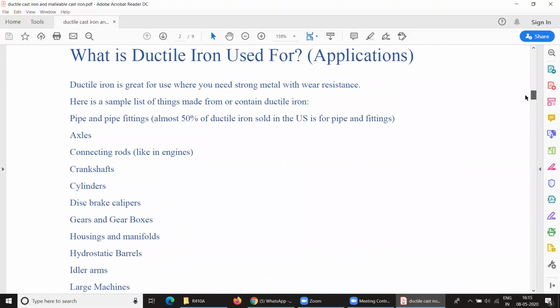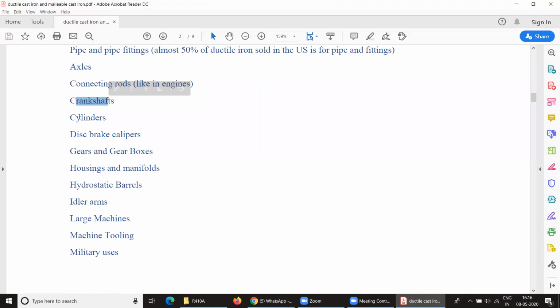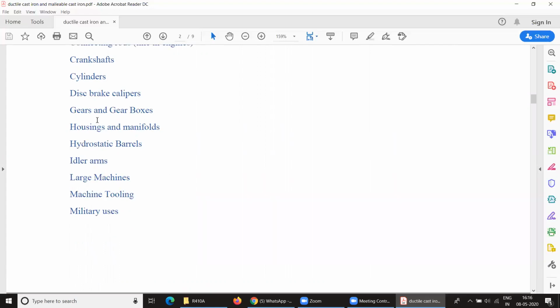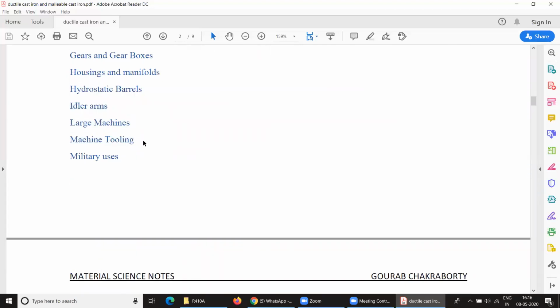So let me come to the ductile iron, and why it is used for the applications. The pipe and pipe fittings. In the US, 50% of the ductile iron is used for pipes and their fittings. Then axles, connecting rods, crankshafts, cylinders, disc brake calipers, gears and gearboxes, housings and manifolds, hydrostatic barrels, idler arms.